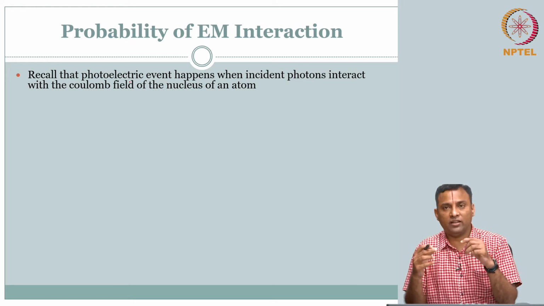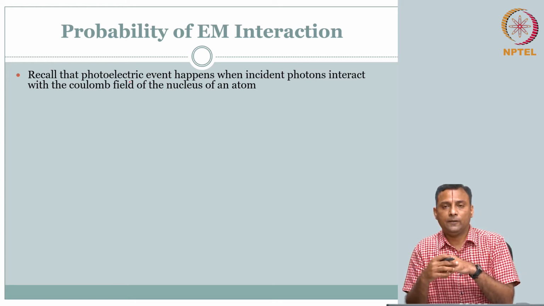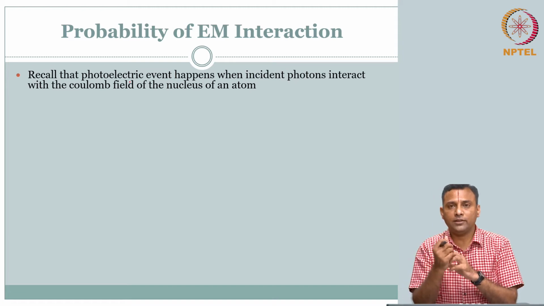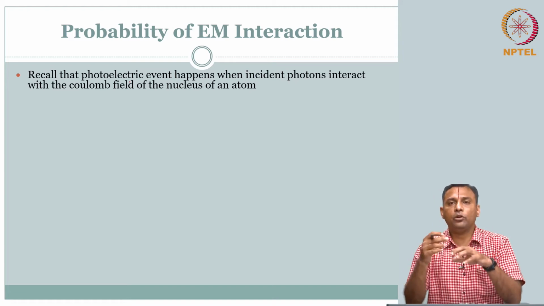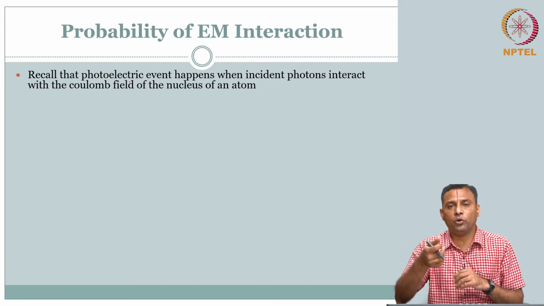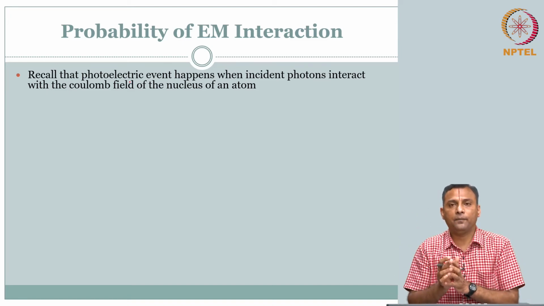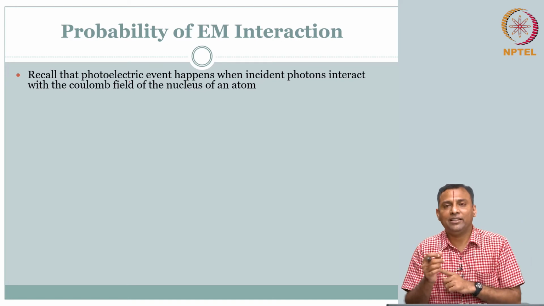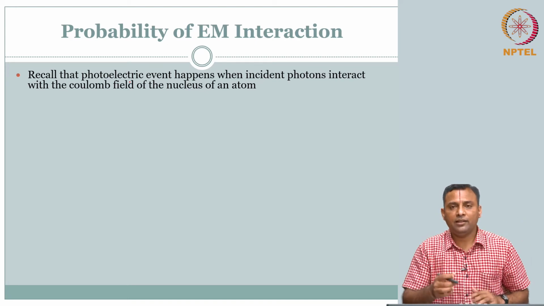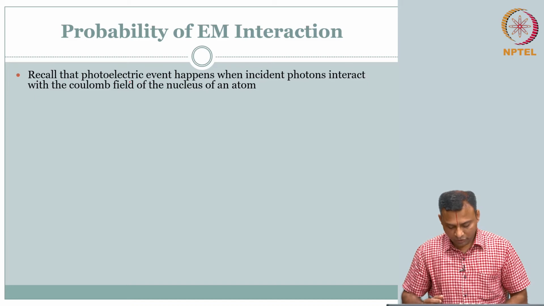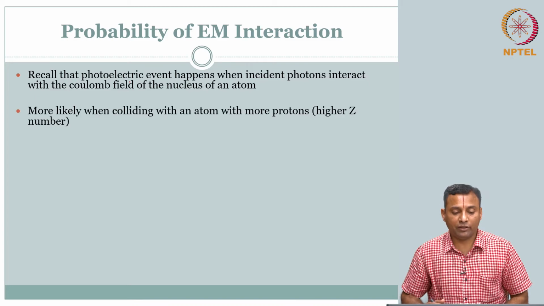If the field is strong, then I maximize the chance. So that means if I have more protons, then I am going to have an equal number of electrons. So the more the protons, the more the electrons, the more the electron cloud. So I maximize my chance, right? Very straightforward extension of what we know from the definition of the photoelectric effect.